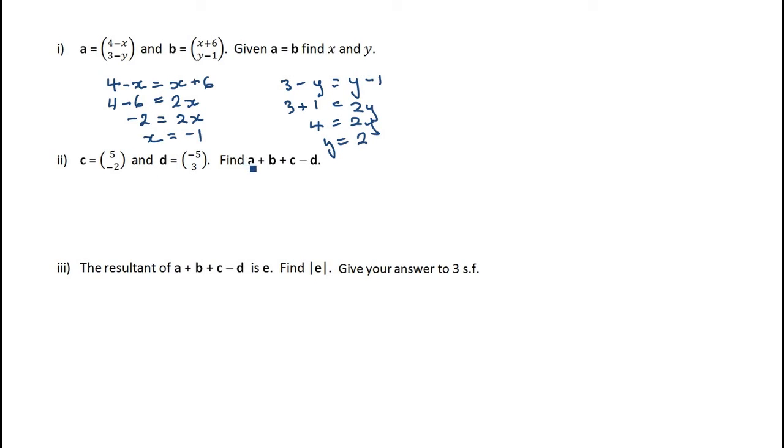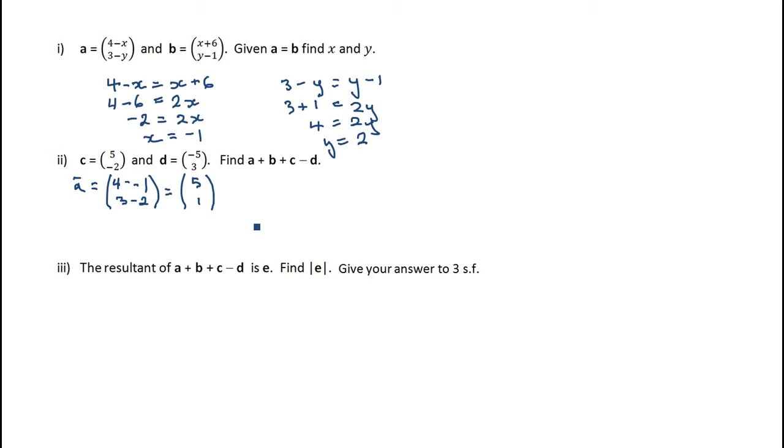But in part 2 we've got to find a plus b plus c minus d. So we need to actually plug these back into these simple formulae to find a and b vectors. So let's do that first. So a equals 4 minus minus 1. Let's write it out fully so we can see the working. 4 minus minus 1 is going to be 5, and 3 minus y is 3 minus 2. So a, we now know, is 5, 1, since 4 plus 1 is 5, and 3 minus 2 is 1.